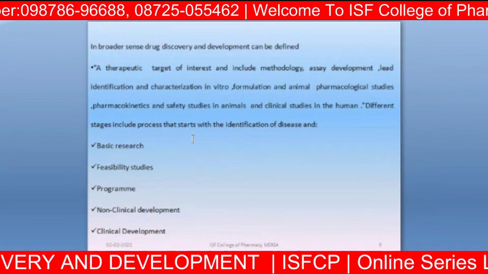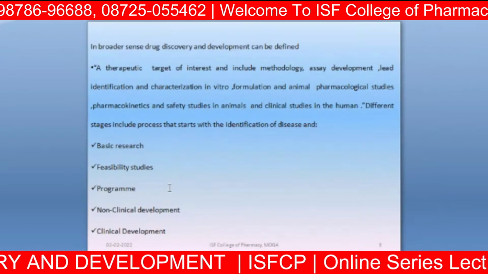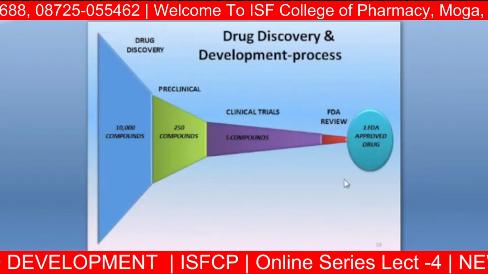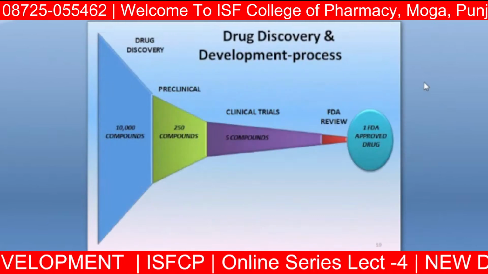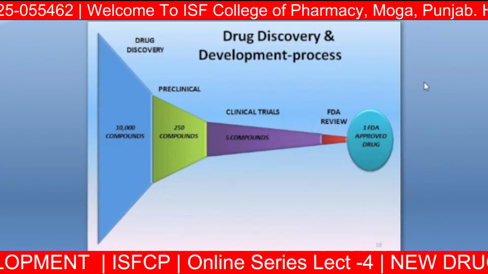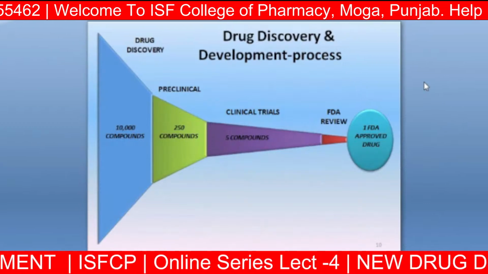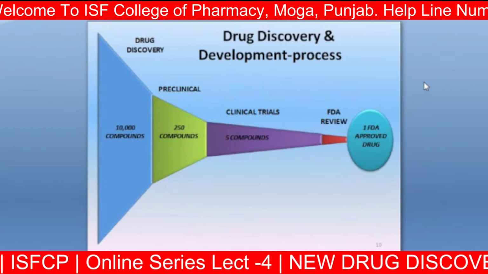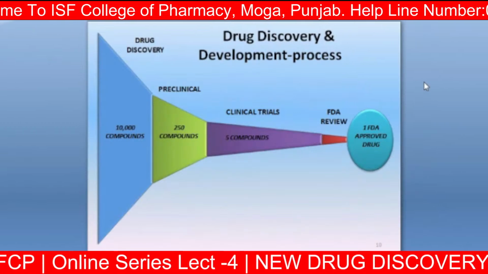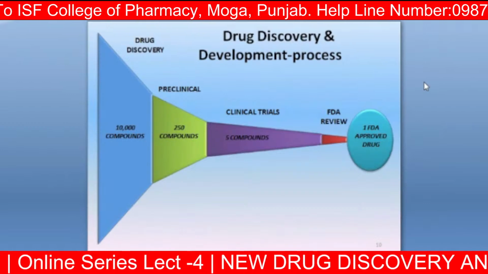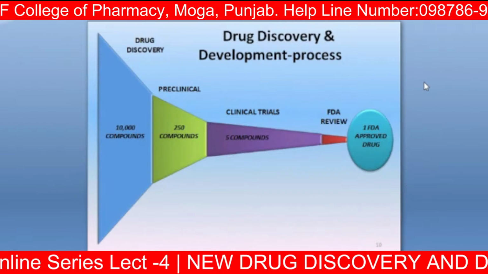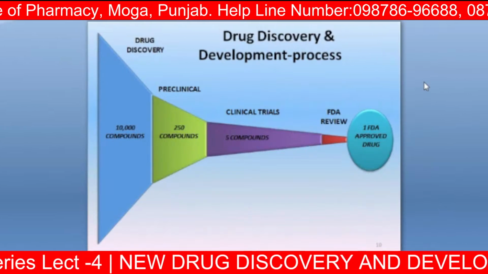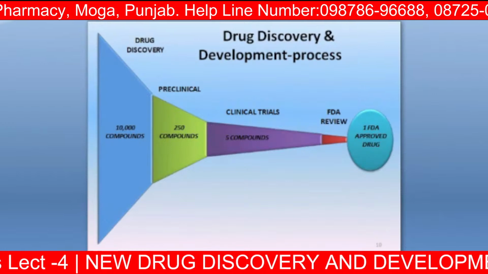Basic research is also there, feasibility studies, program, non-clinical development, and clinical development. So this is the complete chart for the drug discovery. In the initial stage, thousands of compounds are there. In the preclinical stage, only 250 compounds might pass. In the clinical trials, only 5 compounds. And after the FDA, the Food and Drug Administration, we can prove only one of them.